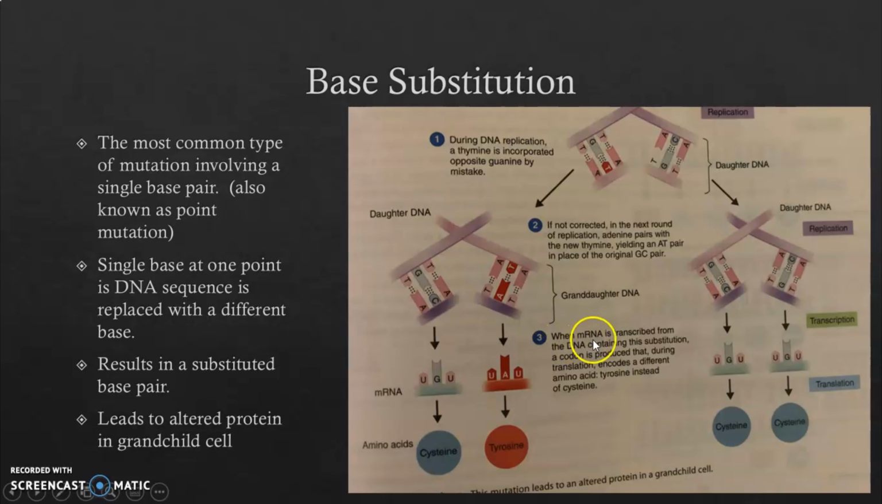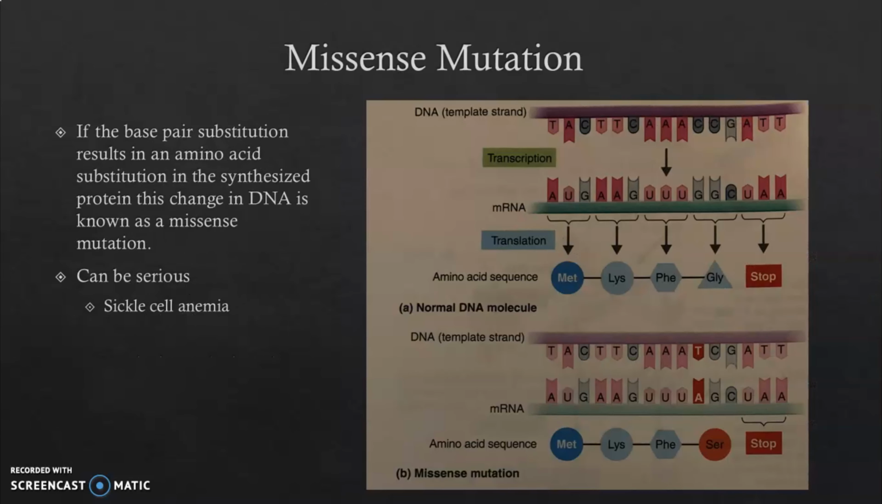Okay, so when mRNA is transcribed from the DNA containing the substitution, you get a completely different amino acid. Here, it really wanted a cysteine and a cysteine, but now it has a cysteine and a tyrosine. This could cause changes in protein function, or it could cause nothing at all. It could still function properly, and everything would be okay.